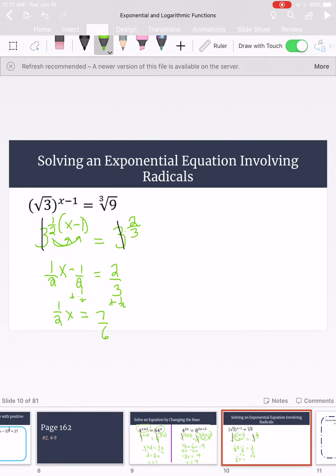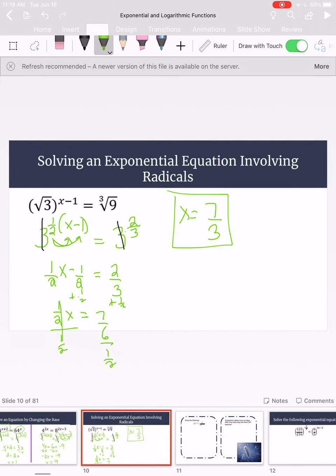Okay, and then from here, I'll just divide by 1/2. So now I'm going to take 7 over 6 and divide by 1/2. And I should end up with 7 over 3 as my final answer. And again, you can definitely double check this by either substituting it back in or graphing.